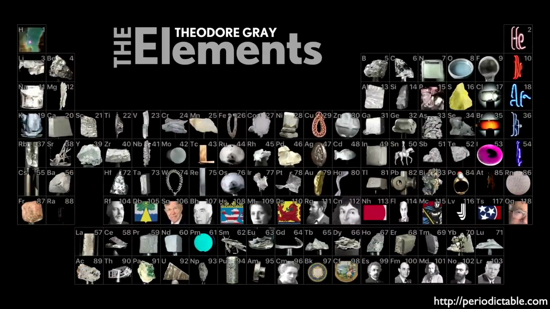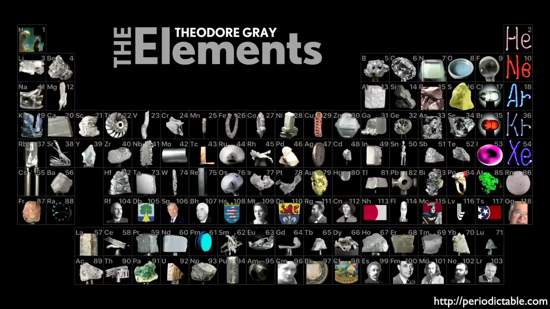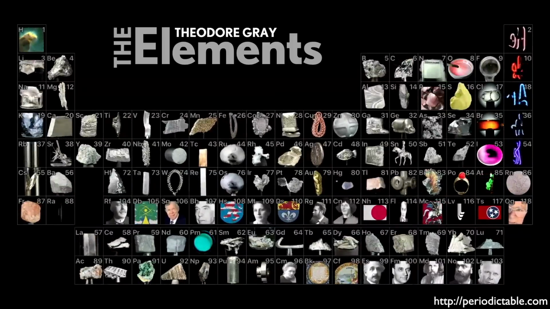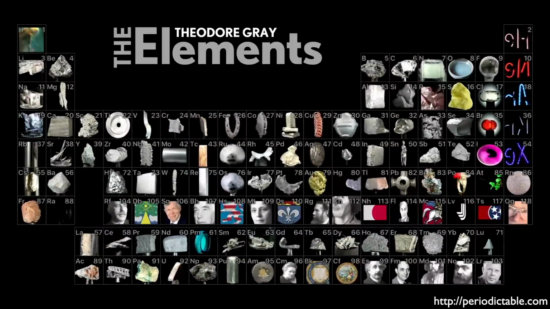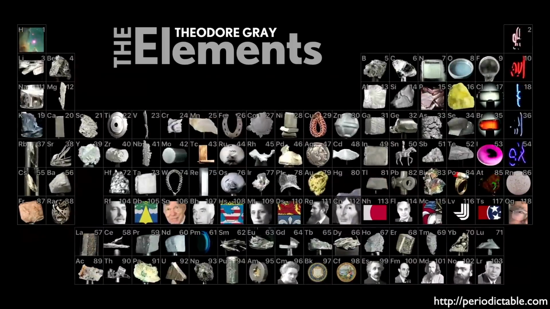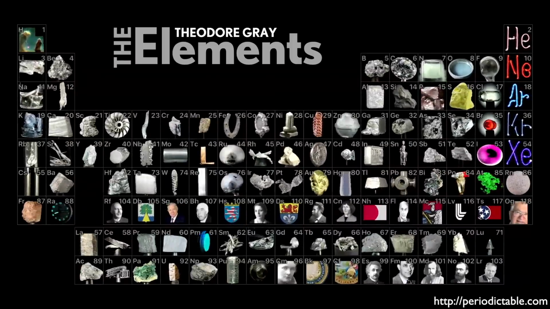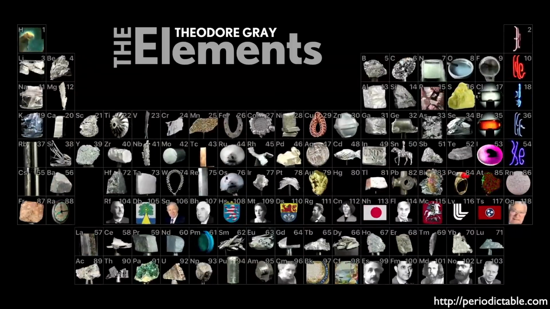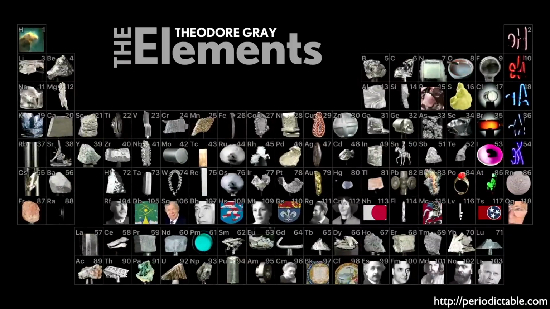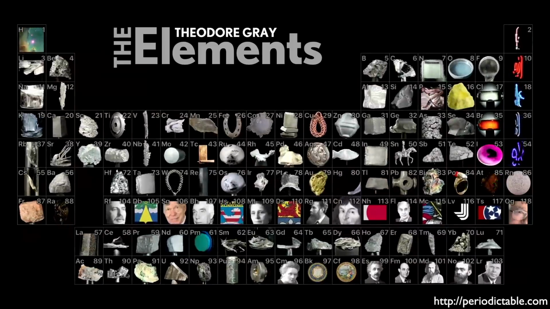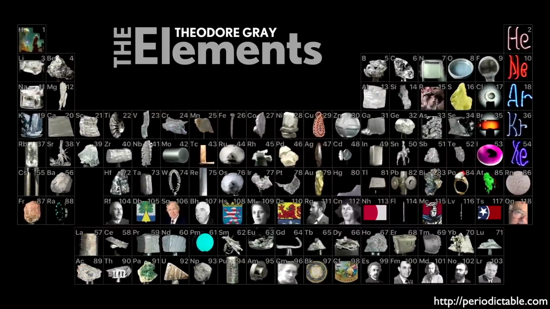Every square on the periodic table represents a different kind of atom, and these are all the atoms we know about right now, 118 of them. You can think of these as an ingredient list, and there are many recipes and many ways to cook these ingredients together to make everything in the universe. These are the raw materials. These are all we have to work with.